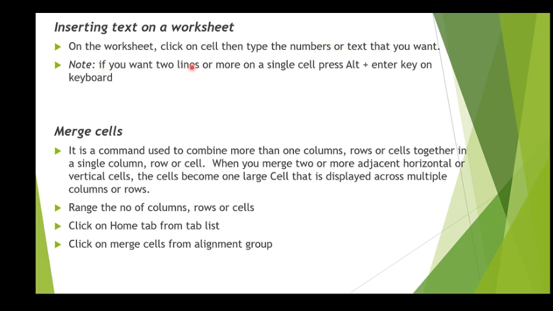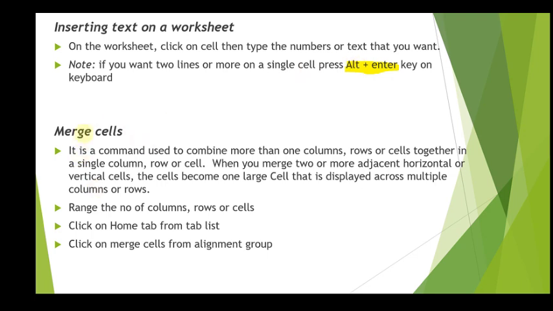Note, if you want 2 lines or more in a cell, press the Alt Enter key. If you want to have 2 lines in a cell, you press Alt then Enter. Do not forget this. Let me just use the highlighter to highlight this. Do not forget this Alt key: press and hold it and press Enter for you to get 2 lines in the same cell.